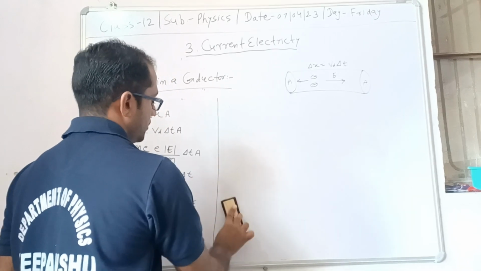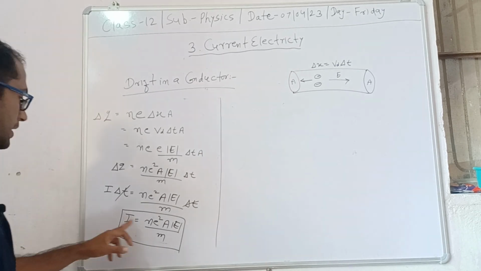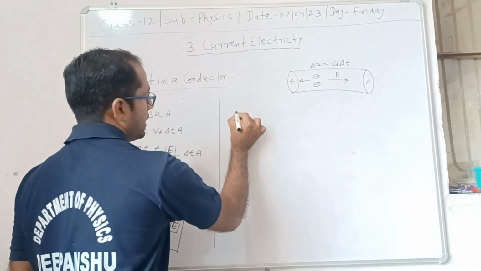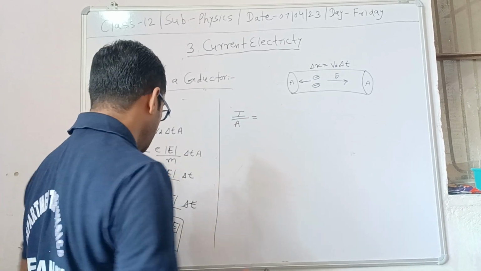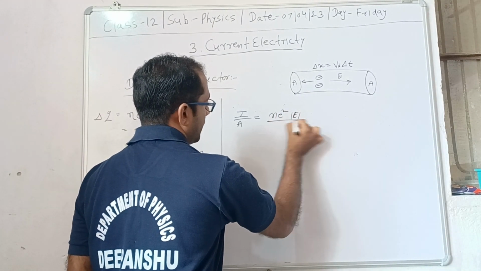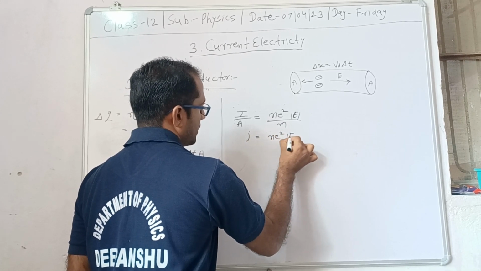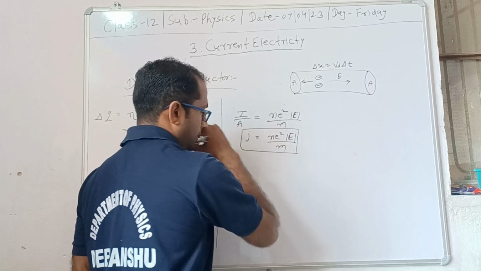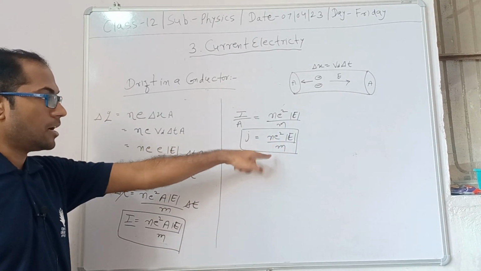Then if we find the current with this formula, and we put this A in the denominator of I, we get the current density, because we know that I upon A is equal to current density, and the value of the current density is n e squared E upon m. So this is J equals n e squared E by m. This is another relation to find the current density. Current density is equal to n e squared, capital E is the electric field, upon m.